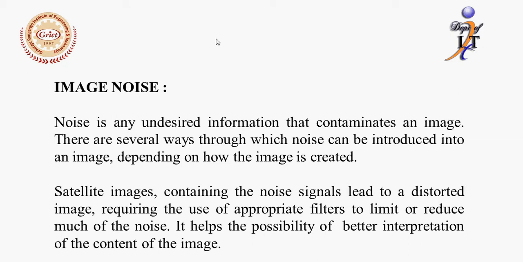Image noise. Noise is any undesired information that contaminates an image. There are several ways through which noise can be introduced into an image, depending on how the image is created. Satellite images containing the noise signals lead to a distorted image, requiring the use of appropriate filters to limit or reduce much of the noise. It helps the possibility of better interpretation of the content of the image.